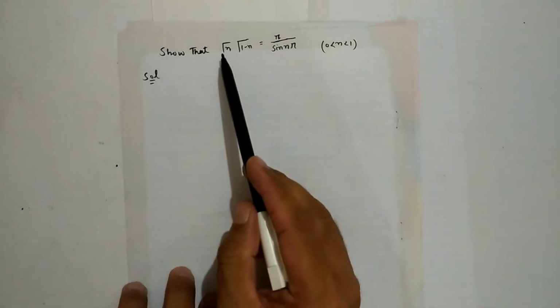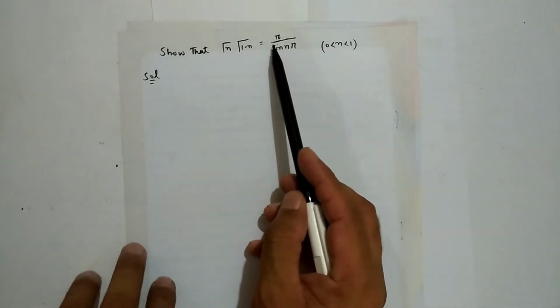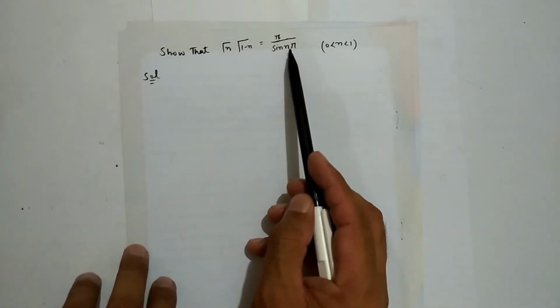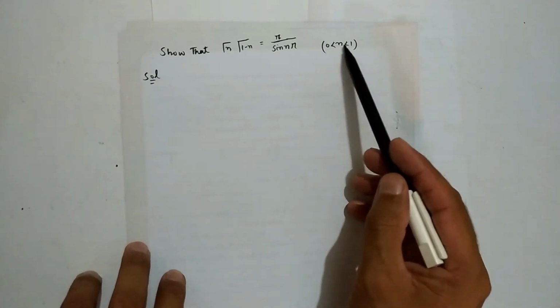In today's lecture we are going to solve some problems using gamma function and beta function. So here the first problem is to show that gamma n into gamma 1 minus n equals pi upon sine n pi, where n is any number which lies between 0 and 1.